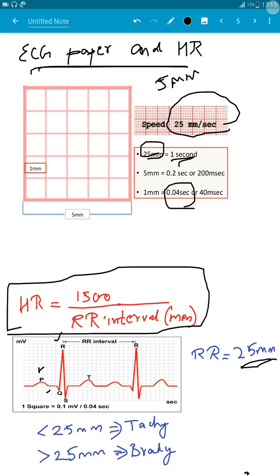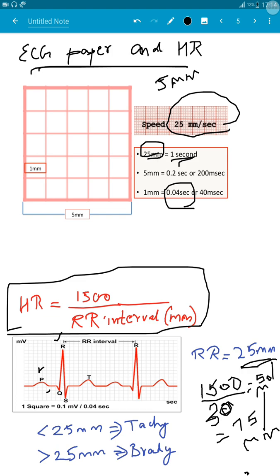For example, if the RR interval is 20 millimeter, 1500 divided by 20 will be 75. So the heart rate is 75 per minute. If the RR interval is 30, then it is 50 per minute. So this indicates if the RR interval is less than 20 millimeter, it indicates tachycardia. If the RR interval is more than 20 millimeter, it indicates bradycardia. So this is the formula to calculate the heart rate.